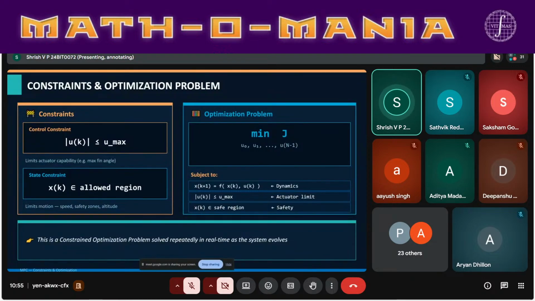Now we will look into state constraints. These are the limits on the system itself. For example, the projectile cannot exceed certain speeds. It must stay within safe regions, or it must operate within particular physical boundaries. So we ensure that the system state remains within an allowed region. The key idea here is that constraints ensure that our solution is not just optimal but also physically possible and safe. Mathematically, we are solving a constrained optimization problem. Finding the best sequence of control inputs that gives minimum error and minimum effort is alone not enough. It must also satisfy system dynamics, control limits, and safety constraints.